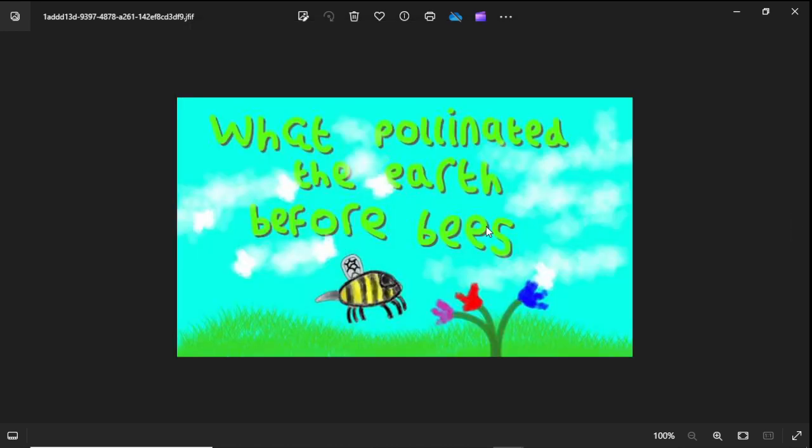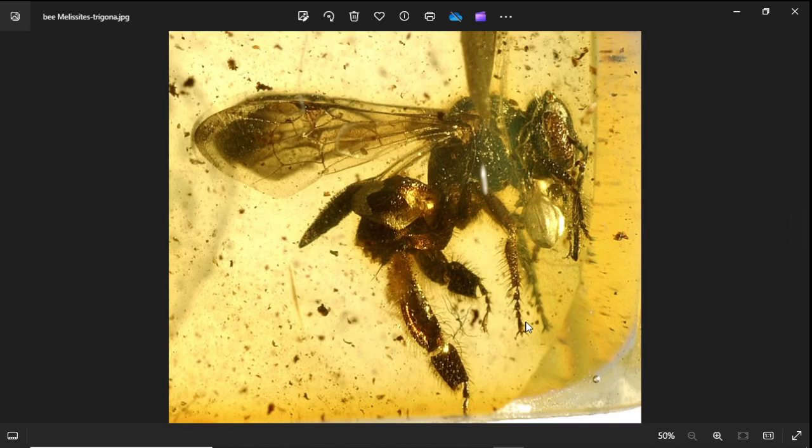Now we move on to the Paleogene era. This is where our world gets away from its heavy shift of giant creatures and moves to more creatures that we're familiar with. And this is where the bees and wasps that we know of today would have primarily evolved from. The first is the Melikertes trigona.